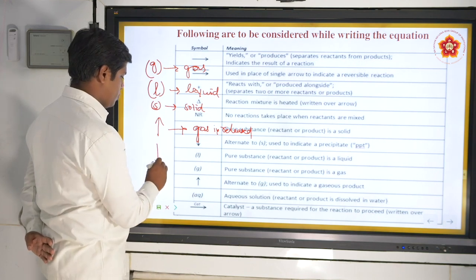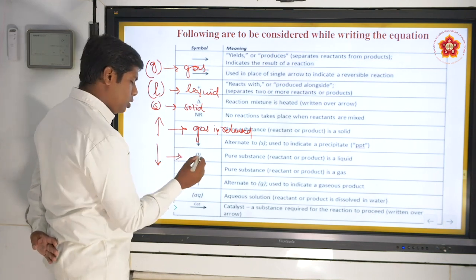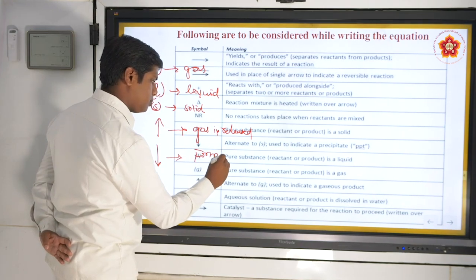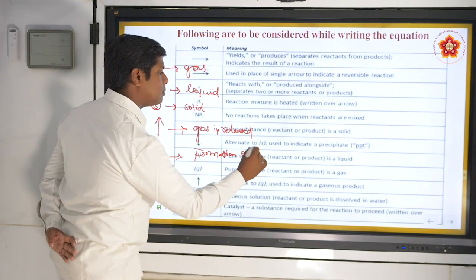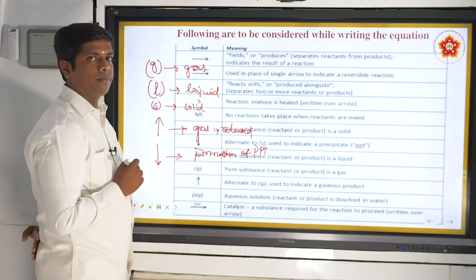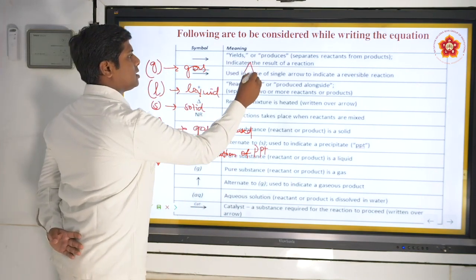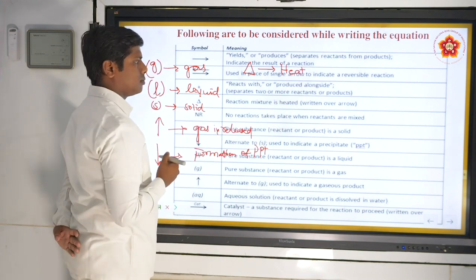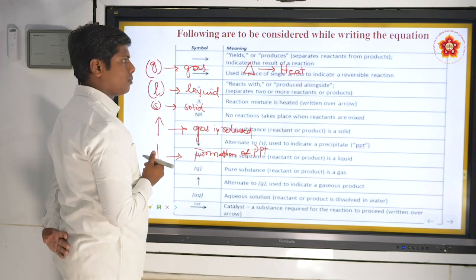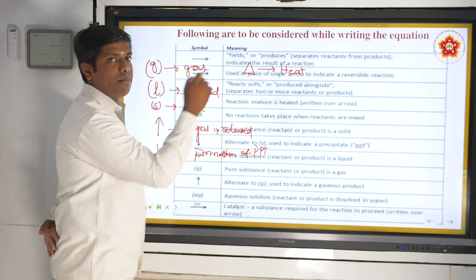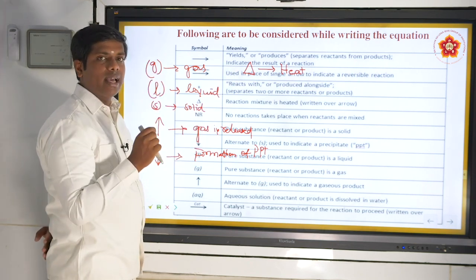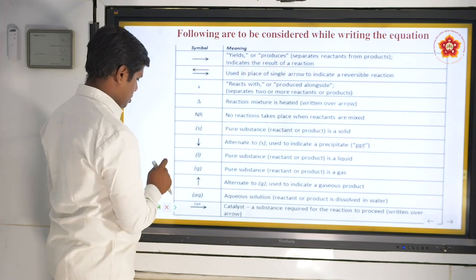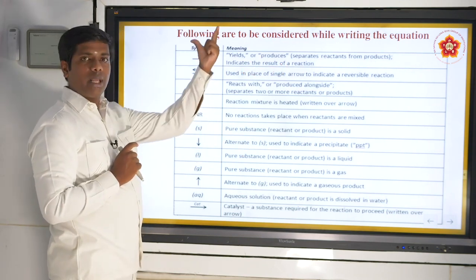This symbol represents formation of precipitate. This symbol represents heat. These are some of the basic symbols we use to represent a chemical equation. Please see this table. This is most important.